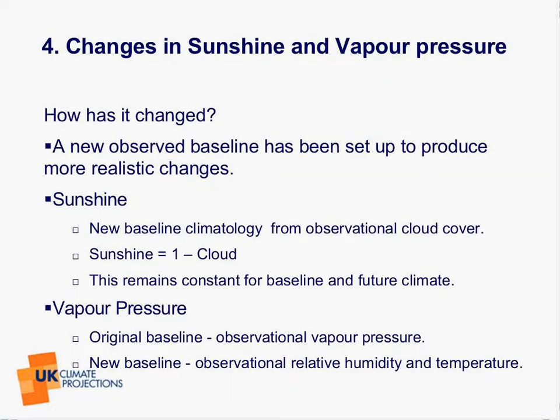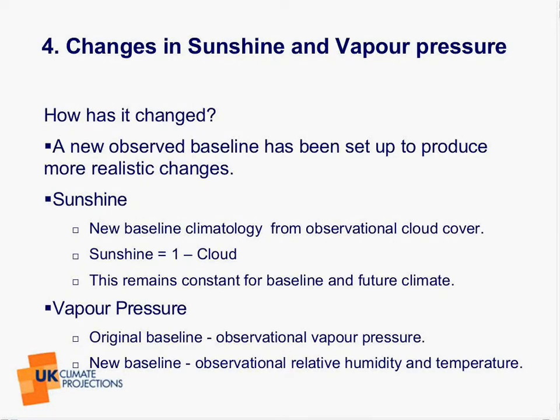In more detail, most of the variables required in the change factors are available in the projections. However, sunshine and vapor pressure are two variables that are not part of the basic variables. They therefore had to be calculated from variables that are available, such as cloud, relative humidity, and temperature.